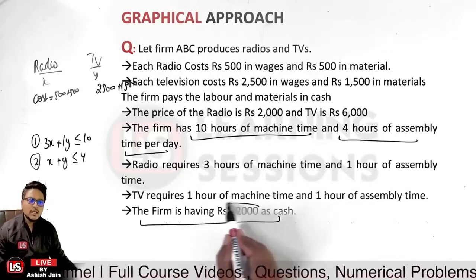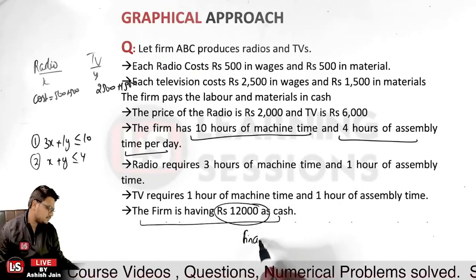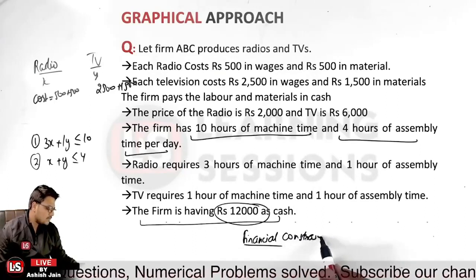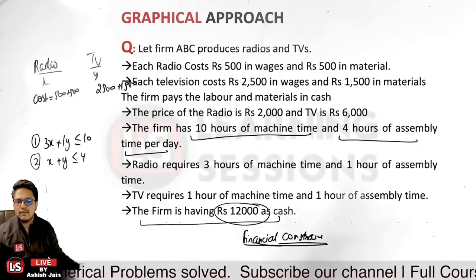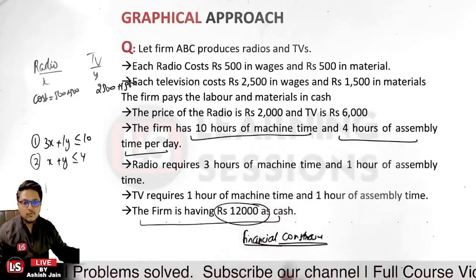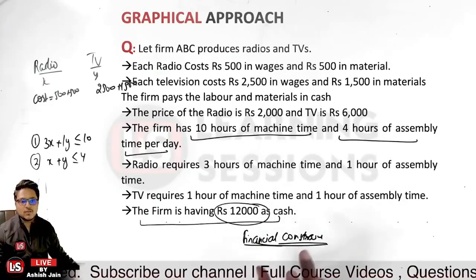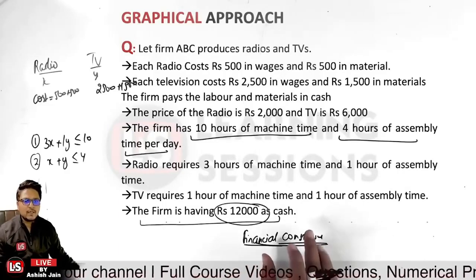This is related to what? This is related to the financial constraint, because in that particular case we will not be able to procure more of the raw materials. That is related to the cost involved in producing the TVs and radios, and we want to do what? We want to maximize the profit over here.